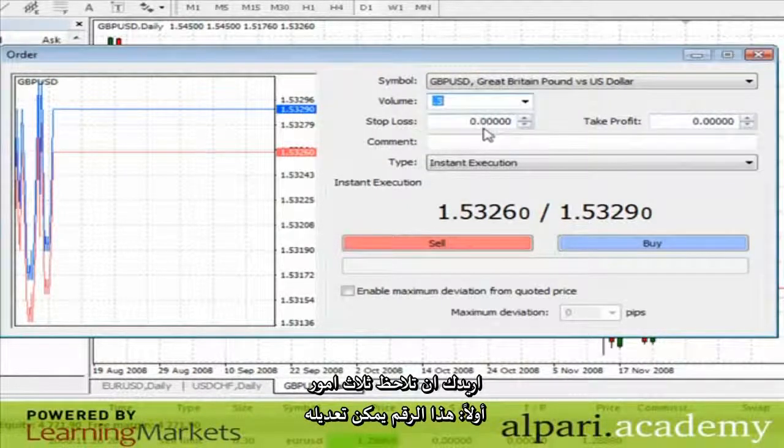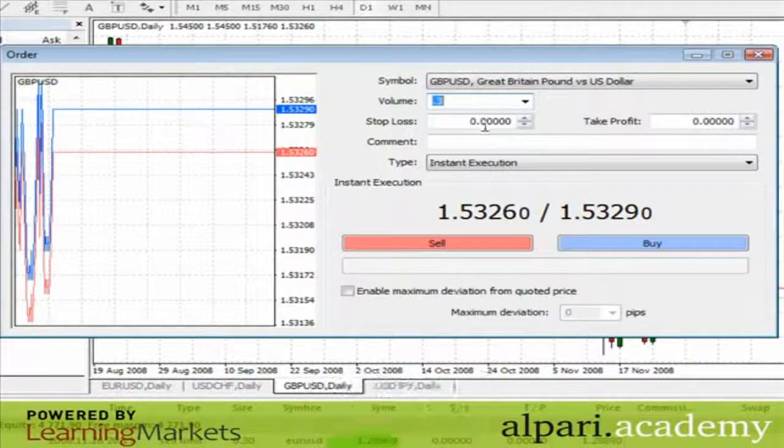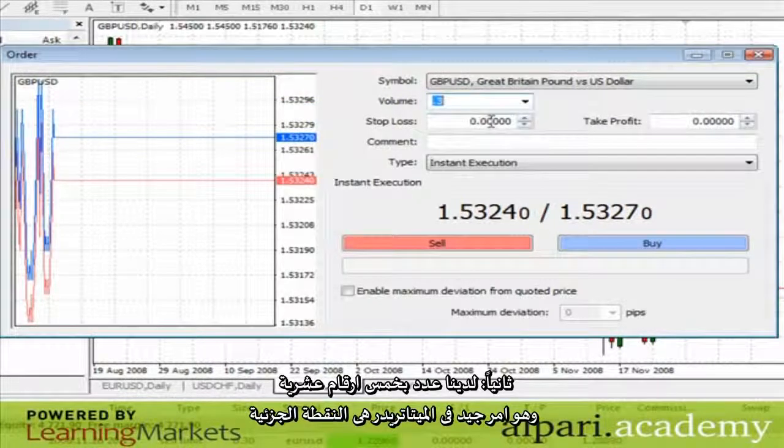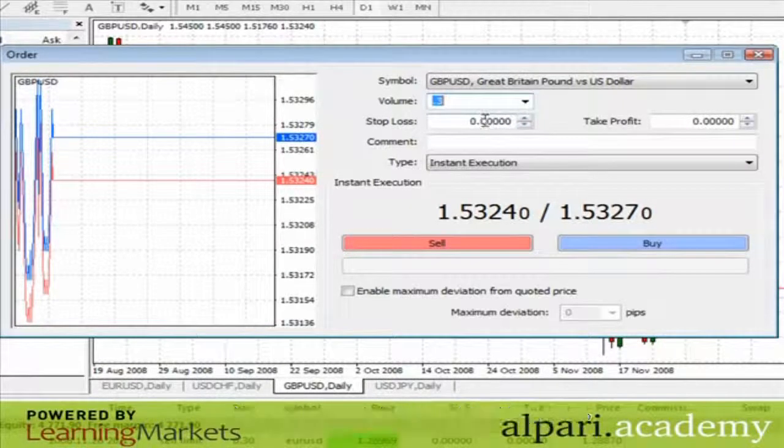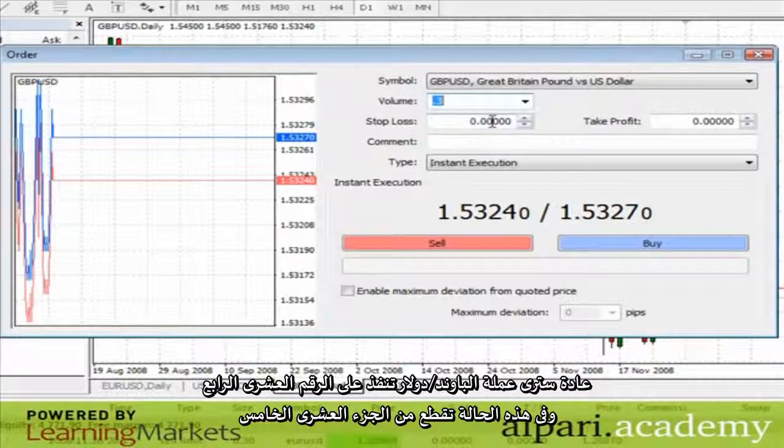First of all, this number is fully adjustable, so you can set this. You'll notice, number two, that it goes out 5 decimal places. So once again, one of the great things about working with Alpari is that fractional pip. So the spread can potentially be cut into those fractions of a pip. Normally you would see the pound dollar carried out to the 4th decimal place, and in this case it goes out to the 5th decimal place.